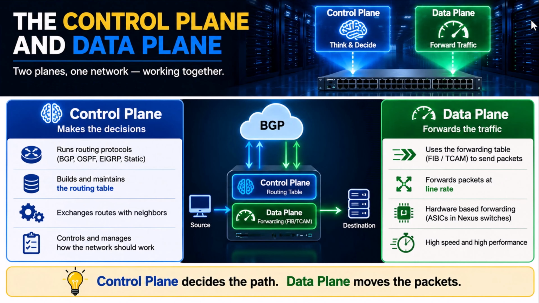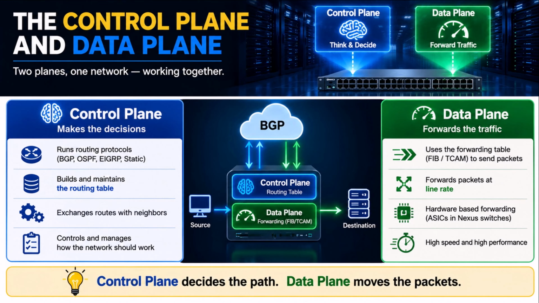Now we move to a very important concept in networking: the control plane and the data plane. The control plane is the part of the device that makes decisions. This is where routing protocols such as BGP, OSPF, and EIGRP run. The control plane learns routes, exchanges information with neighbors, calculates best paths, and builds the routing table. So you can think of the control plane as the brain of the switch.